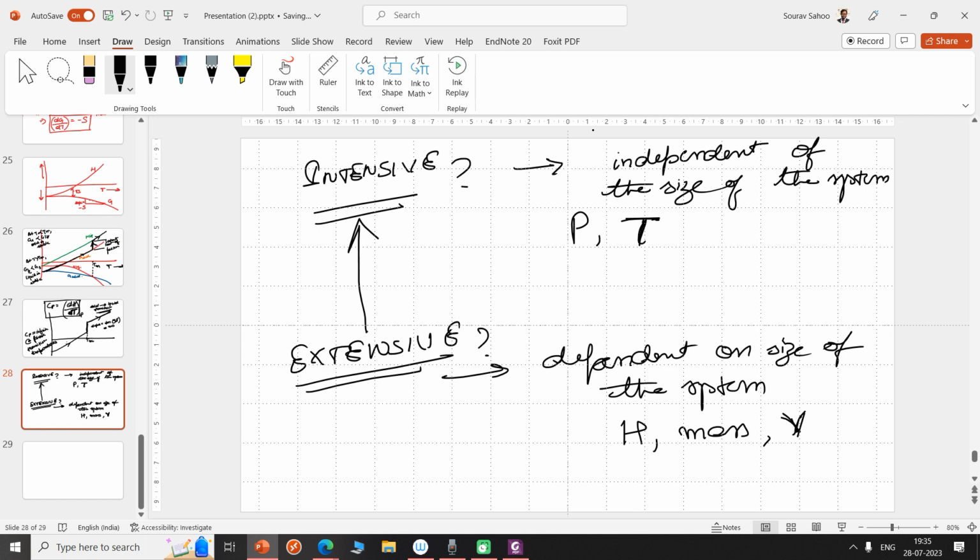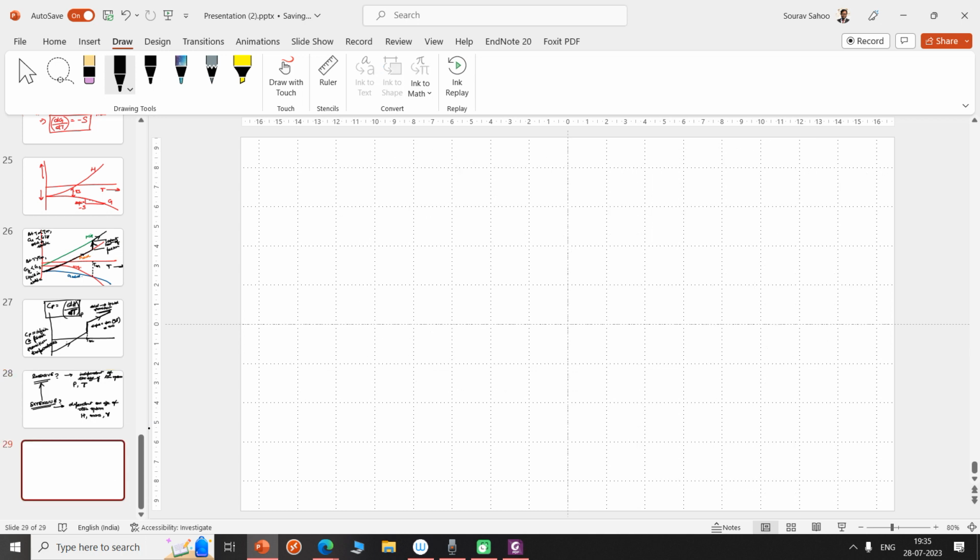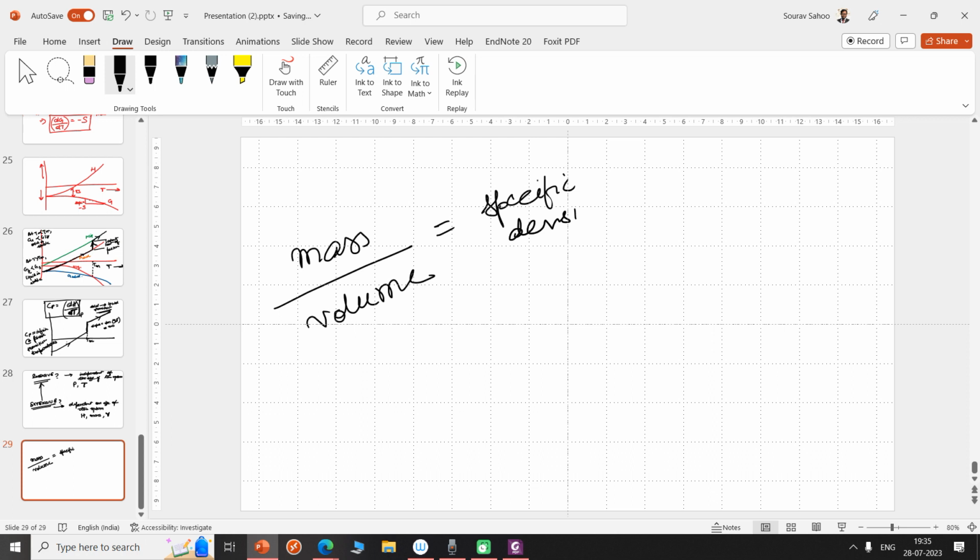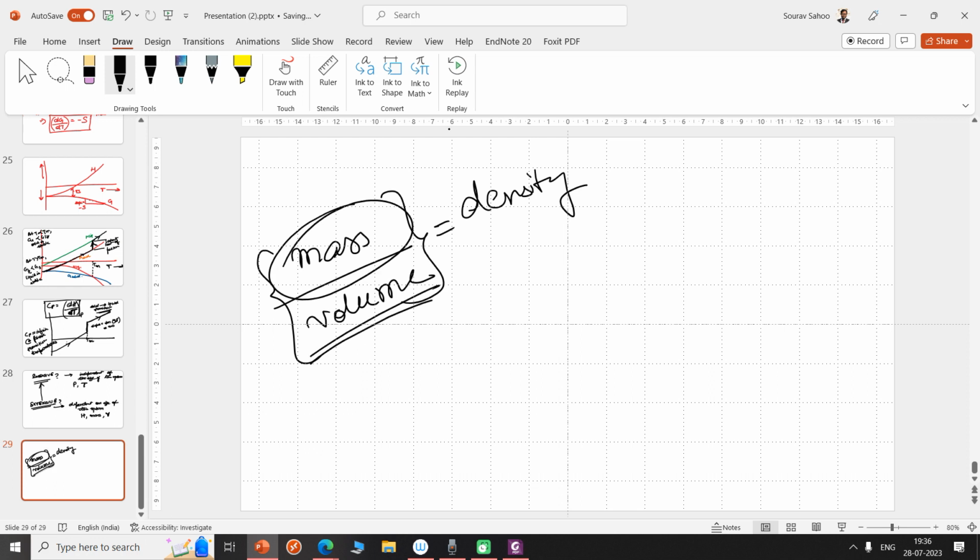So if I have, let's say, mass per unit volume, which is nothing but my density, or if I take volume per unit mass, that's specific volume. In this case, we are just dividing an already extensive property, which is mass, by volume. So what we'll be getting is density, which is actually not dependent on size.